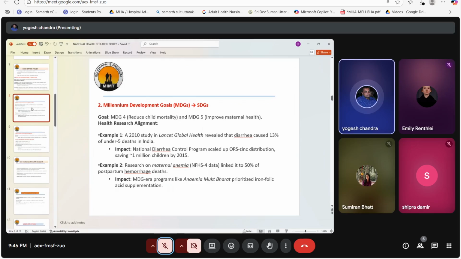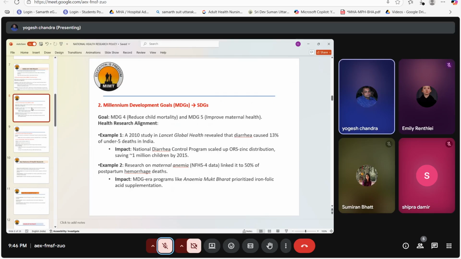Under this MDG, there was MDG 4 that reduced child mortality, and MDG 5 that improved maternal health. Okay. Health research alignment कैसे हुआ? One study has been conducted and it revealed diarrhea caused 13% of under 5 year deaths in India. Diarrhea is responsible for that.